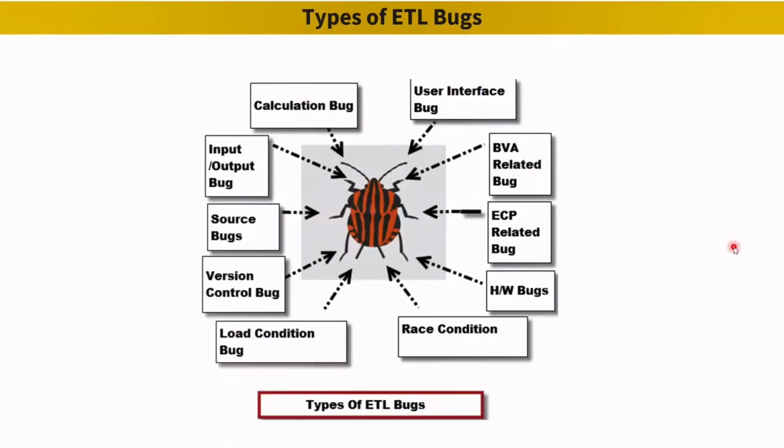We need to understand what types of bugs come up when we talk about ETL testing. ETL testing defects can be user interface bugs, boundary value analysis related bugs, ECP related bugs, data warehouse related bugs, race conditions, and load condition bugs. I will explain all of them in detail in the next slides.